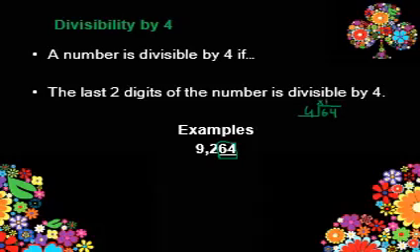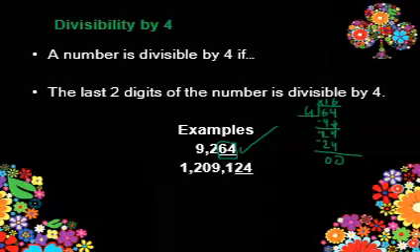So here 4 times 1, it's 4. You subtract them. 6 minus 4, it's 2. Then you bring down the 4. What's the number you multiply by 4 to get 24? It's 6. So 6 times 4, it's 24. The remainder is 0. So if the remainder is 0, then this number is divisible by 4. Then the whole number is divisible by 4.